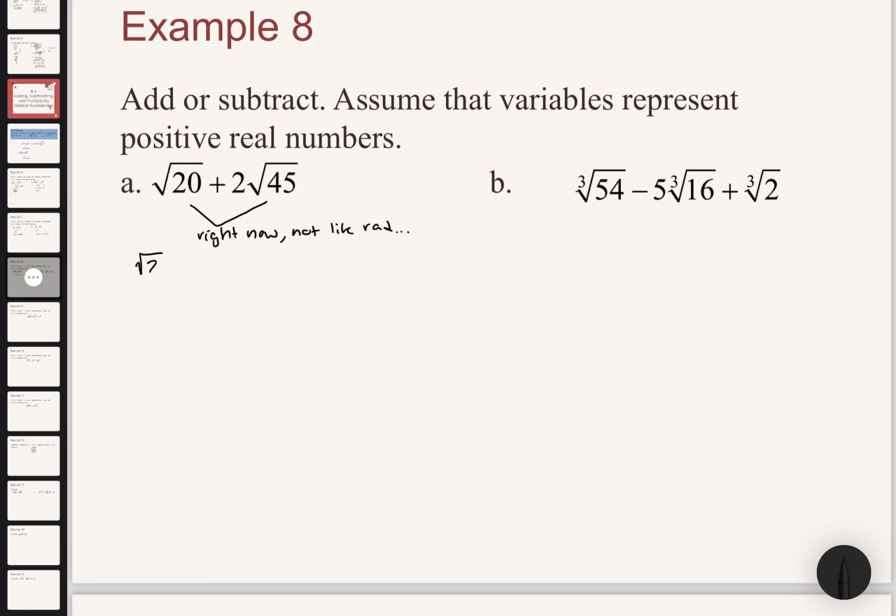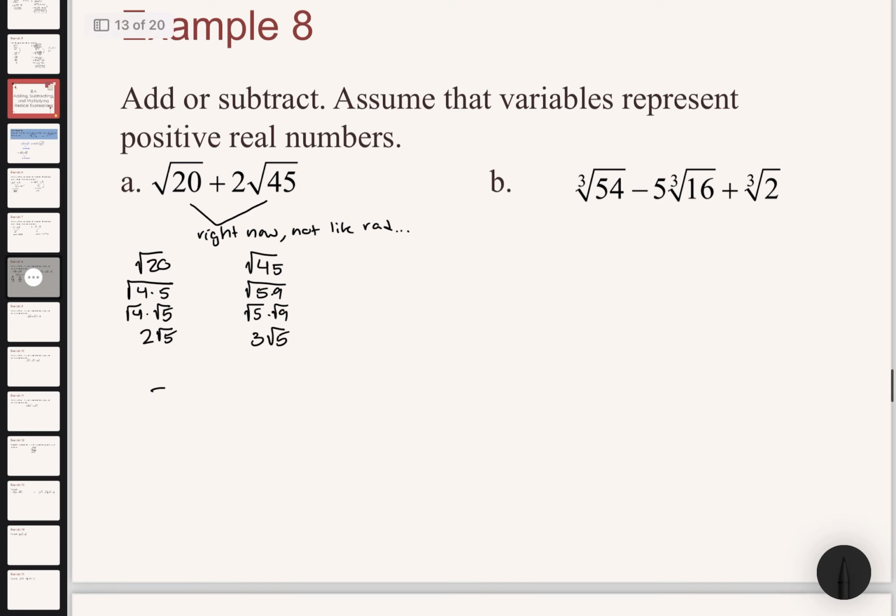So the square root of 20, well, that's the same as the square root of 4 times 5. Radical 4 times radical 5 is just going to simplify to 2 rad 5. Square root of 45, well, that is going to split up into 5 and 9. So the square root of 5 times the square root of 9, well, the square root of 9 is just 3, and I'm left with rad 5. Okay, so I like this.